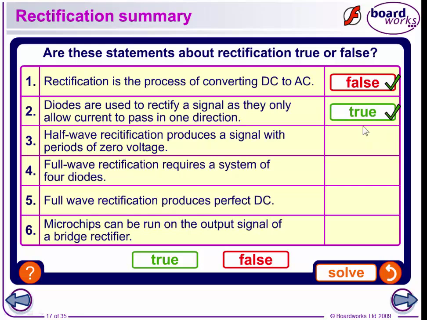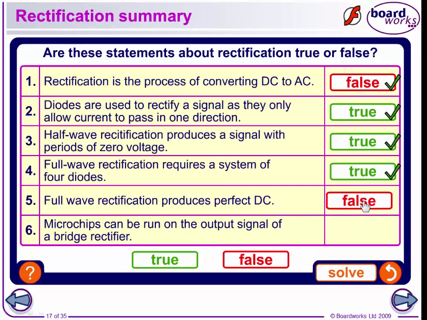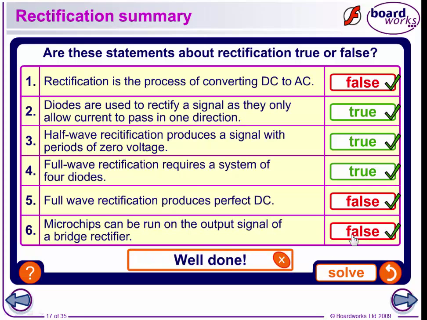Half-wave rectification produces a signal with periods of 0 voltage. That's true. Full wave rectification requires a system of 4 diodes. That's true. Full wave rectification produces perfect DC. No, that's not true. It's not perfect DC. It's still a varying voltage, but always in a positive direction. Microchips can be run on the output signal of a bridge rectifier. That is not true. There has to be a very smooth current. Let's solve. Yes, there we go.